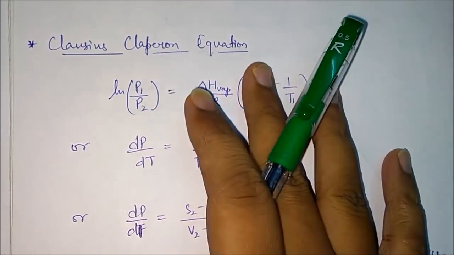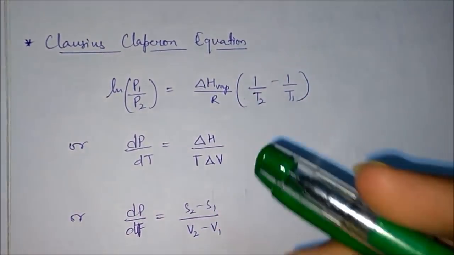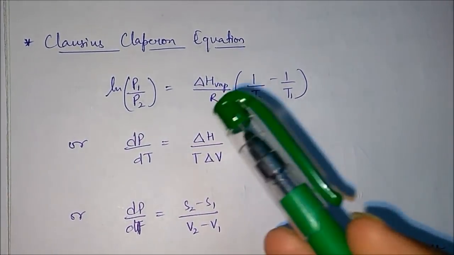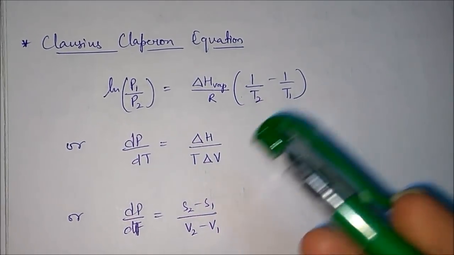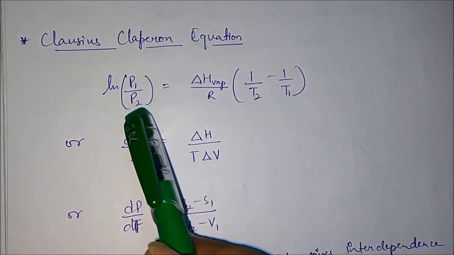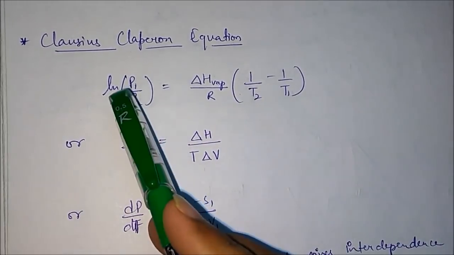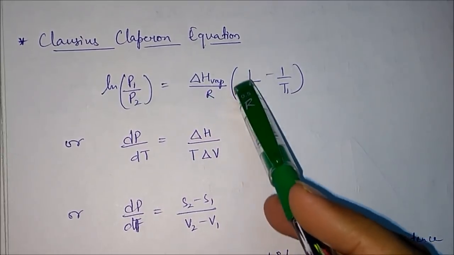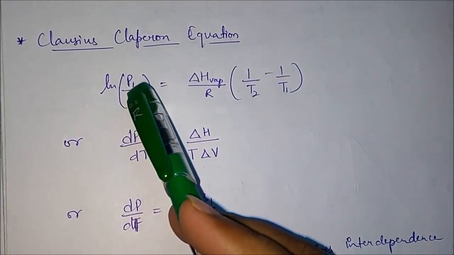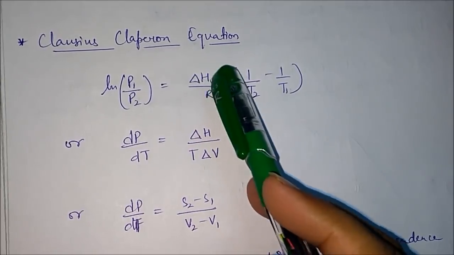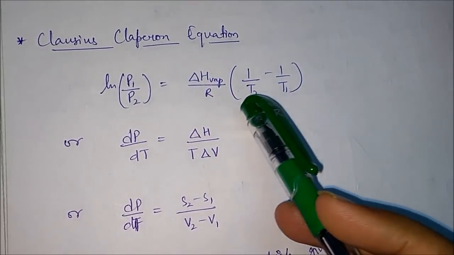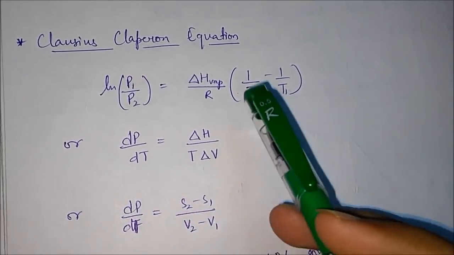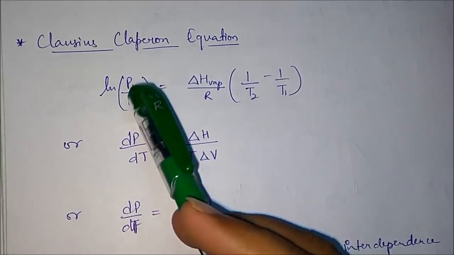Phase equilibria is totally dependent on the Clausius-Clapeyron equation. For doing numericals from the thermodynamics point of view, this equation is very important. The first one is ln of P1 by P2 equals delta H vaporization upon R times (1 by T2 minus 1 by T1). Here delta H is your enthalpy of vaporization, T2 and T1 are the different temperatures at which the solid and gas phases are in equilibrium, and P1 and P2 are the pressures.